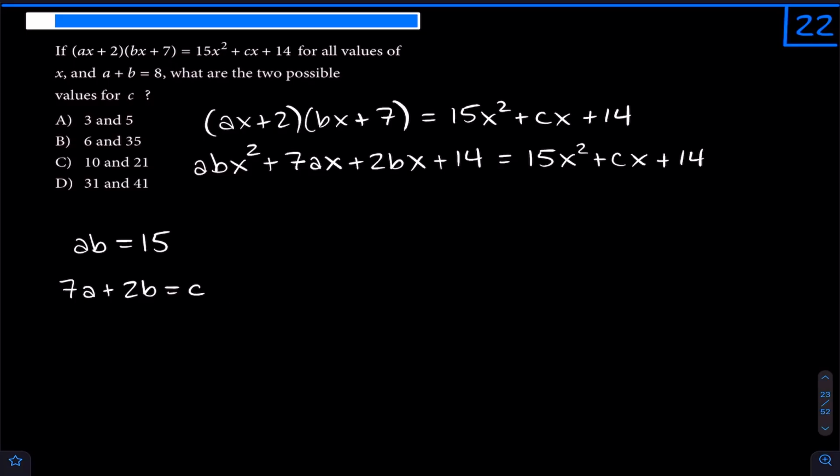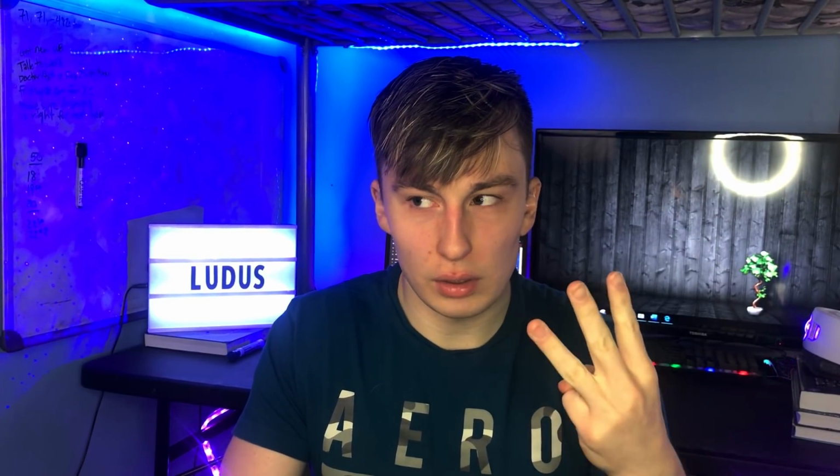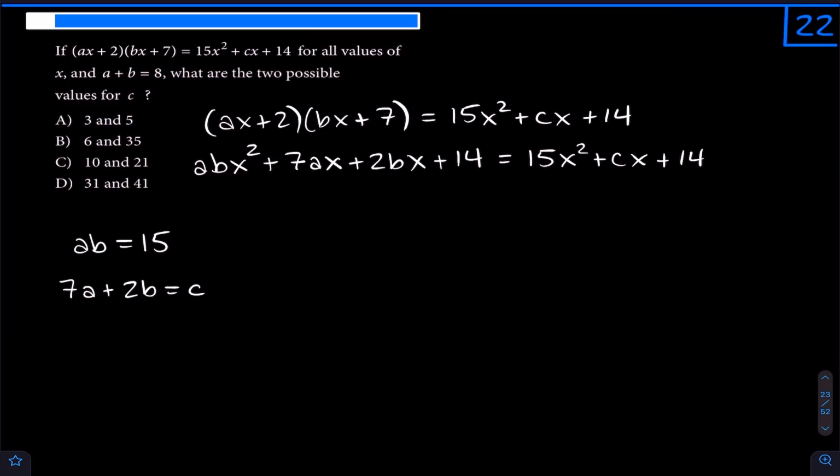But what you might see here is that there's no way we could solve for c at this point. The reason being, we have 3 variables, a, b, and c, and only 2 equations. Remember, with a system of equations, we can solve for x and y if we have 2 equations that have x and y in them. But if we have 3 variables to solve for, we can't get away with 2 equations. We need a 3rd equation. So where are we going to get that from? Well, the problem gives us another equation. It gives us that a plus b is equal to 8.